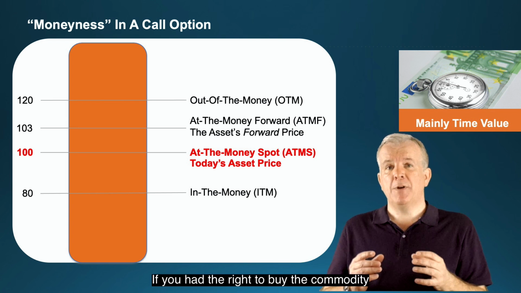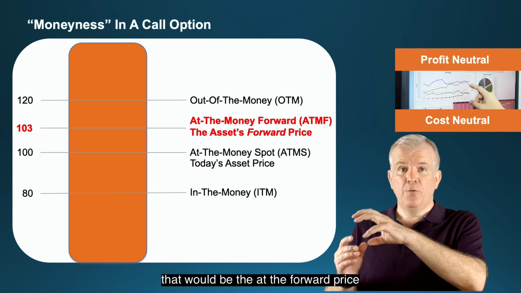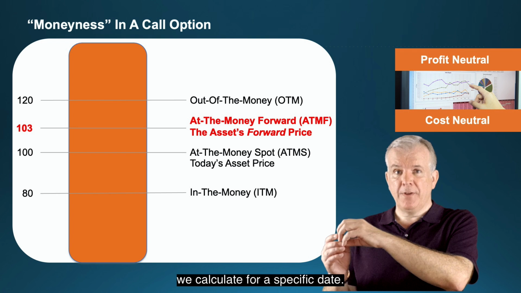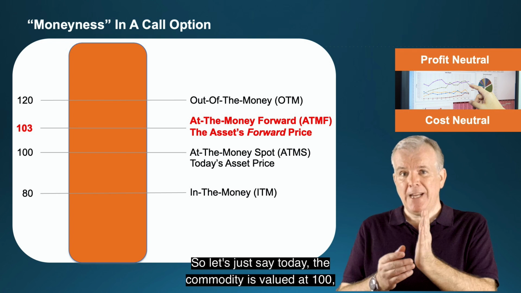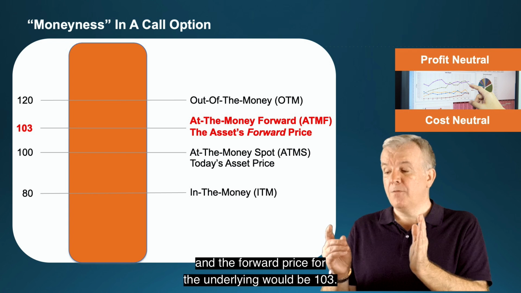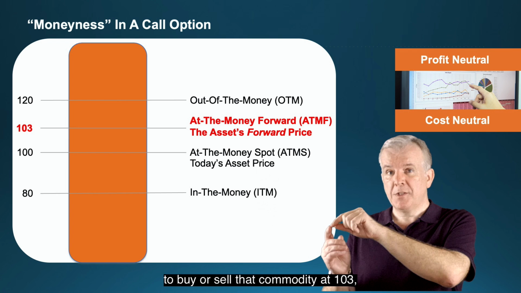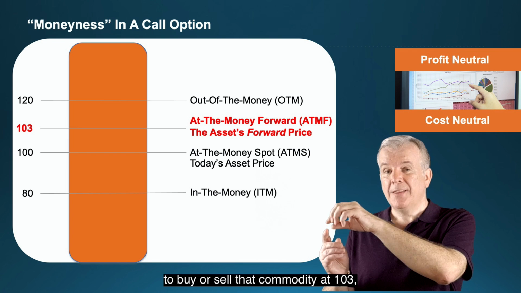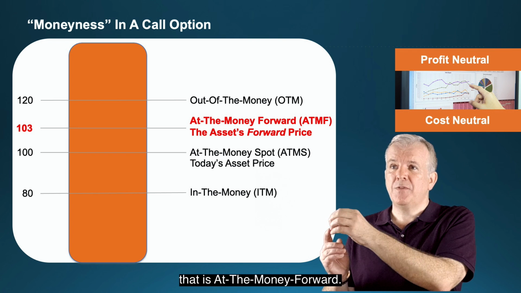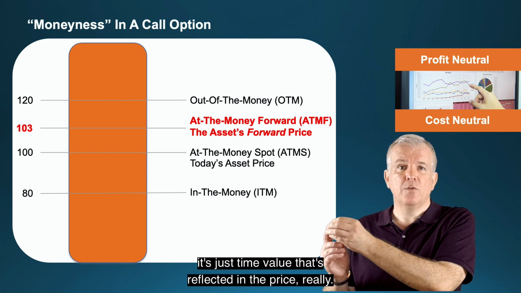If you had the right to buy the commodity or sell the commodity at the money forward, that would be at the forward price we calculate for a specific date. So let's just say today the commodity is valued at 100, but you want a 6-month option, and the forward price for the underlying would be 103. So if you have the right to buy or sell that commodity at 103, that is at the money forward. There's no profit or loss or intrinsic value in the option, it's just time value that's reflected in the price really.